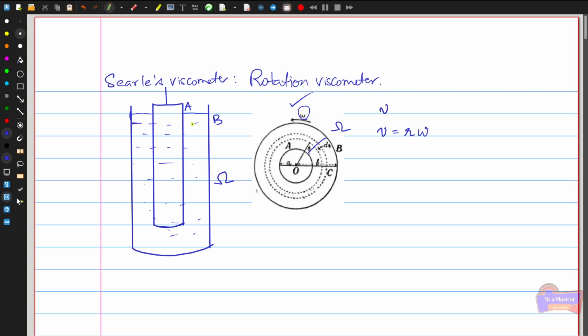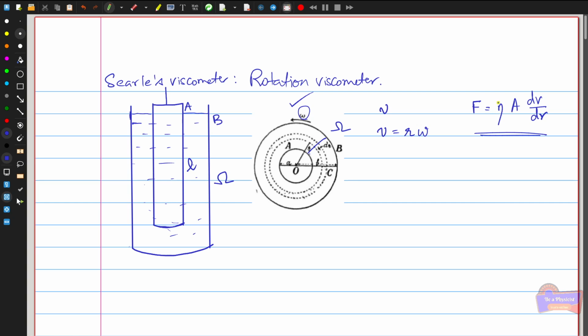If we consider the length of this cylinder, or the height of the filled liquid, as L, then the viscous force F acting on it can be calculated according to Newton's law of viscosity, which we already derived: F is equal to eta times A into dV by dr. We have already derived that the force is directly proportional to the area into dV by dr.